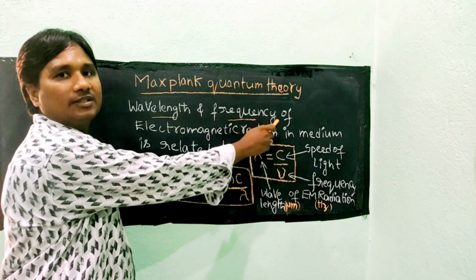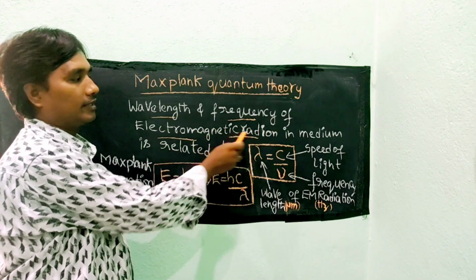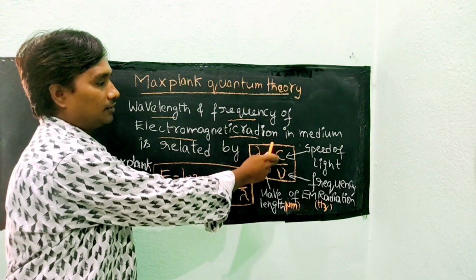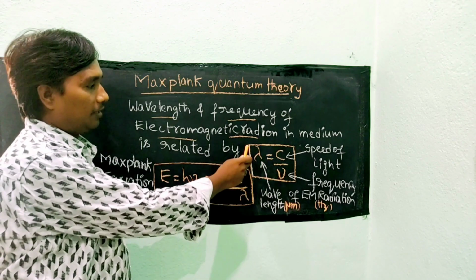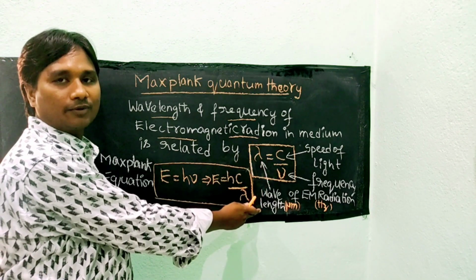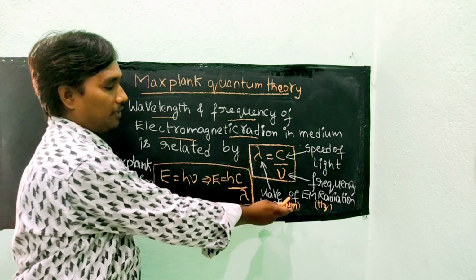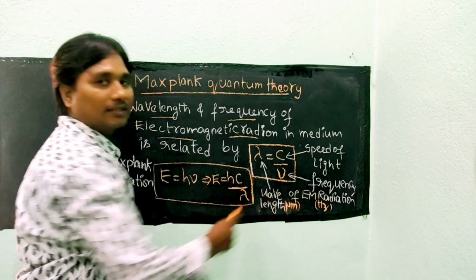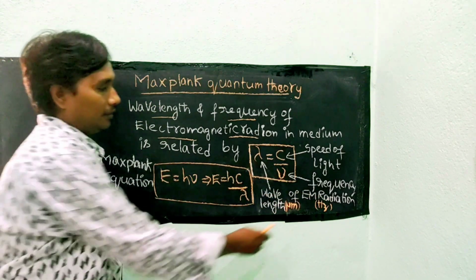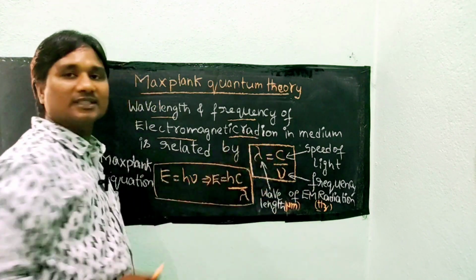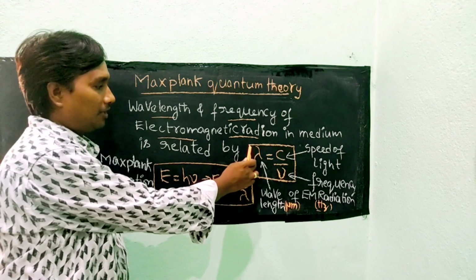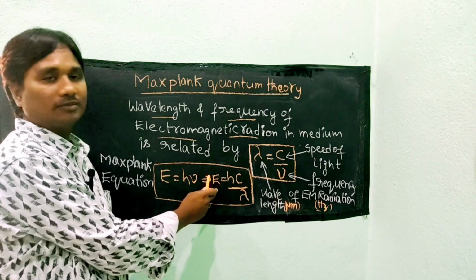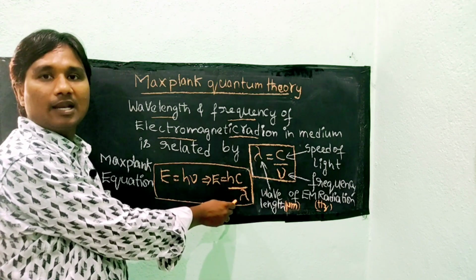Wavelength and frequency of electromagnetic radiation in a medium are related by lambda equal to c by mu. Lambda represents wavelength of electromagnetic radiation. It is measured in micrometer. Mu represents frequency of electromagnetic radiation. Frequency is measured in Hertz. c represents speed of light. This lambda value substituted in the Max Planck equation, E equal to h mu, becomes E equal to hc by lambda.